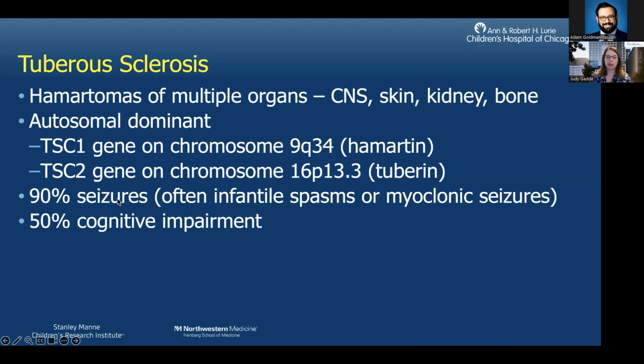And again, like most of these cases, about 90% of these patients, which is pretty high, will present with seizures, often infantile spasms or myoclonic seizures.